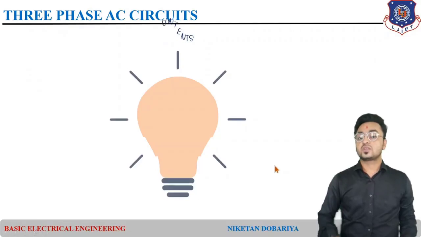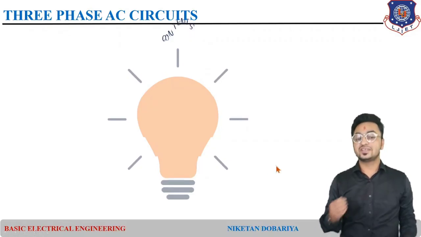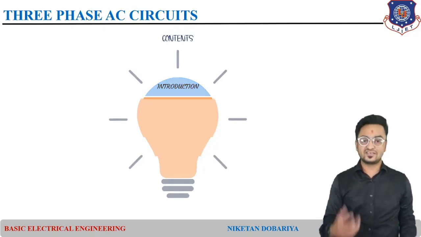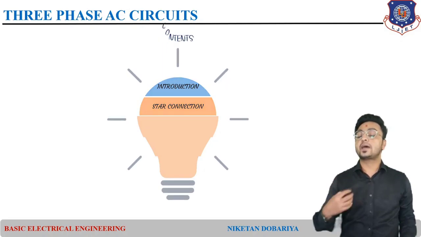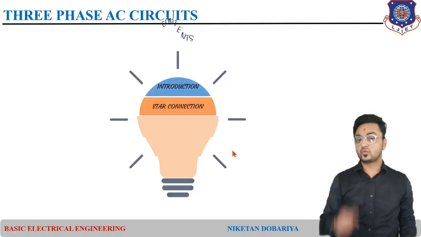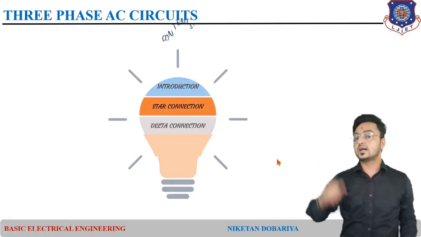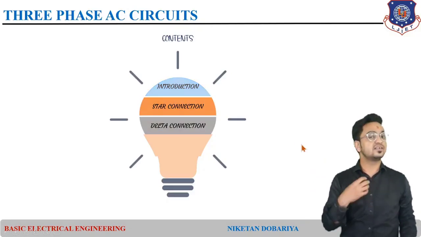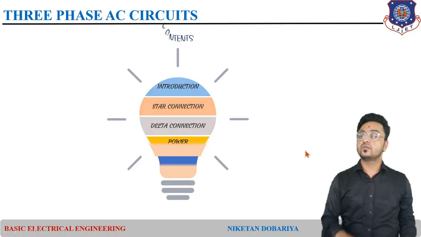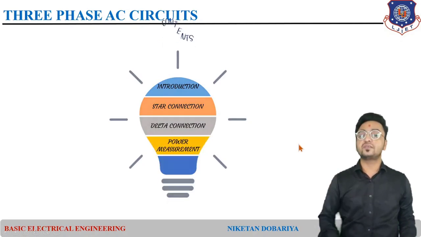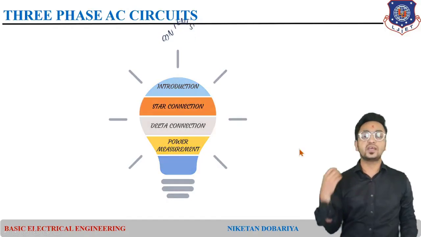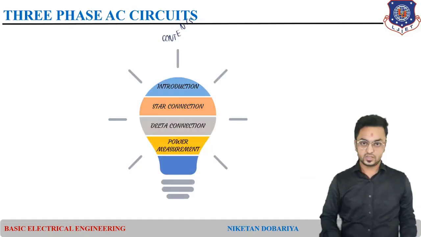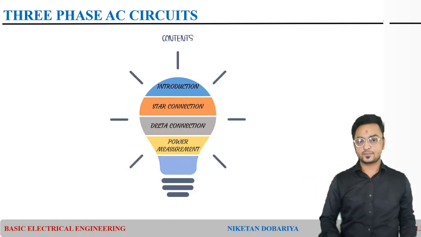But before that, let's start with the contents of three-phase AC circuit. First of all, I am going to introduce you to what is a three-phase circuit. Next, we will discuss two types of connection of three-phase circuit. First one will be the star connection, and next one will be the delta connection. So basically, in these two ways, we can form a three-phase circuit. So that will be discussed over here. And lastly, we will discuss the power measurement in three-phase circuit. There are various methods to measure power in three-phase circuit, and those methods will be discussed over here. So these are the contents of three-phase AC circuit.